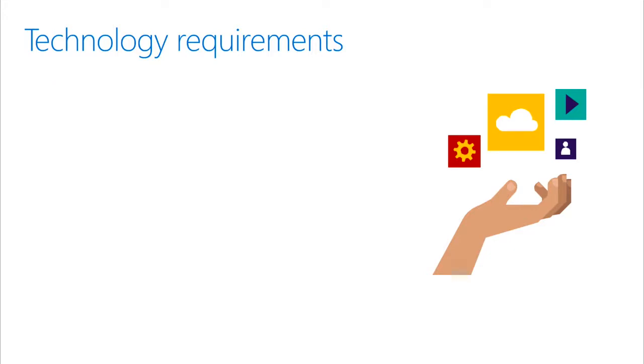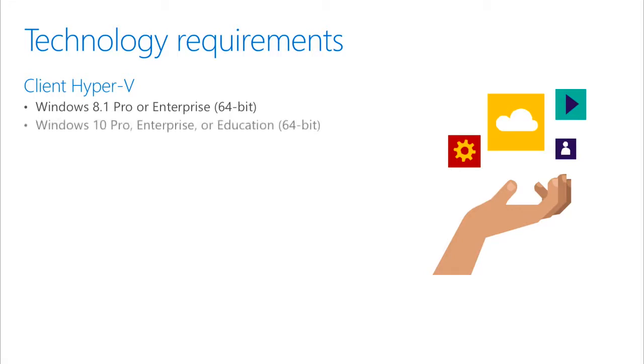Okay, technology requirements, we've really already mentioned this. We'll be looking at Client Hyper-V as our foundation for building our certification practice lab. That's going to require a compatible Windows client version. So it's going to need to be 8.1 Pro or Enterprise 64-bit, Windows 10 Pro, Enterprise or Education 64-bit. And evaluation software is really the name of the game. You could even use Windows 10 evaluation software.